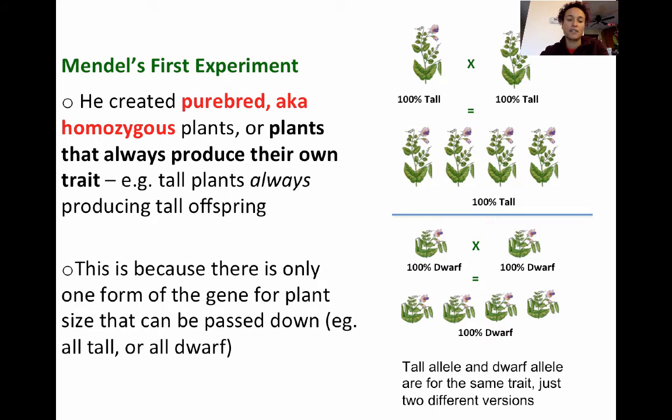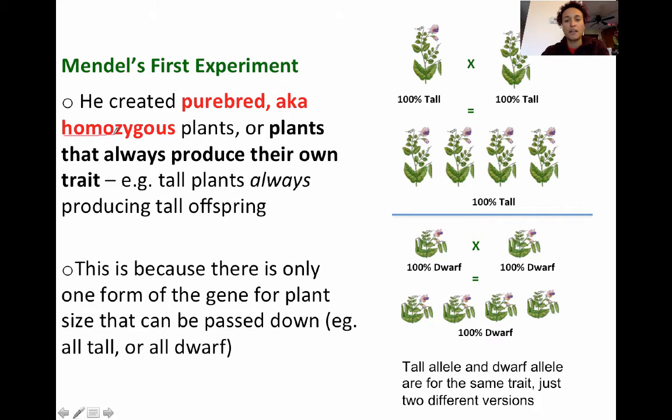For his first experiment, he took plants that had been breeding for generations, and they always created tall plants. And so that's why we call them pure breeding plants. Now, pure breeding plants would have to be homozygous, because for them to be able to continually create the same phenotype, the same appearance, they would have to have the same alleles that they're passing on every generation. So tall plants in that group only ever had tall alleles.